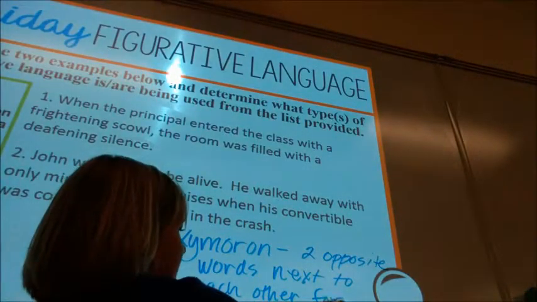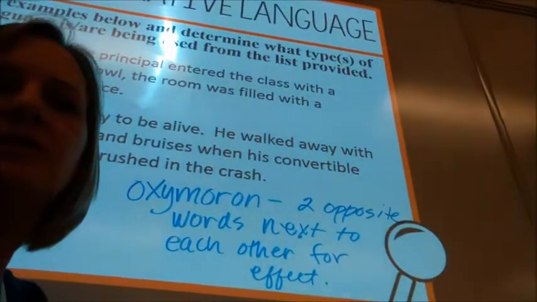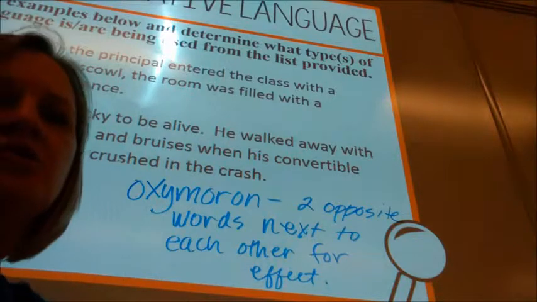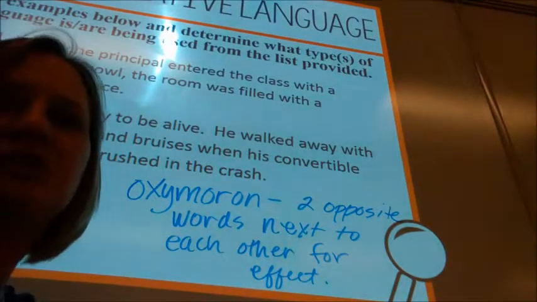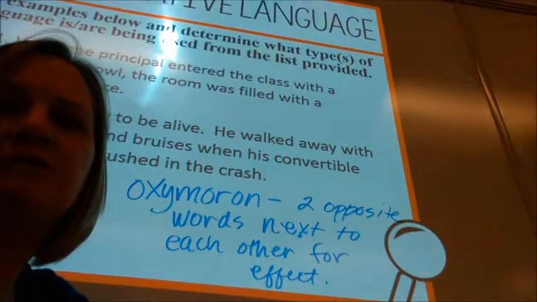I hope you can see that. Let's see. Almost. Hold on. Come closer. There. Oxymoron: two opposite words next to each other for effect. Okay, let's do this figurative language now.